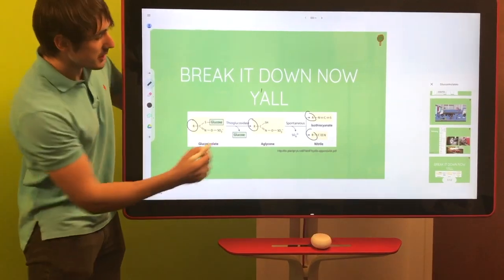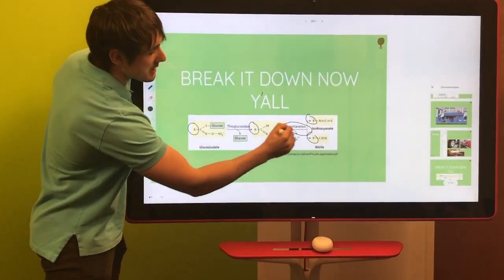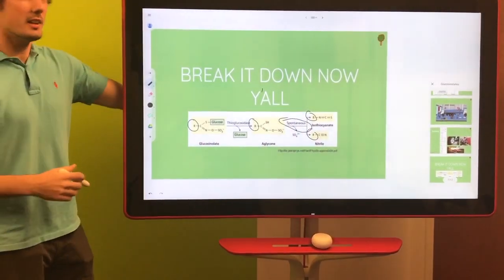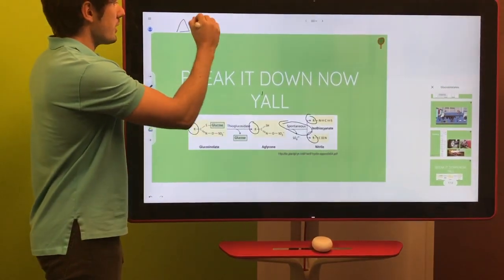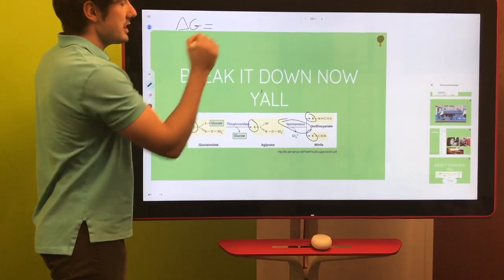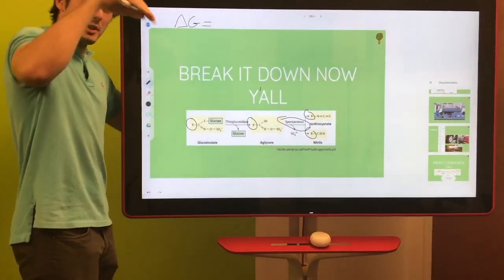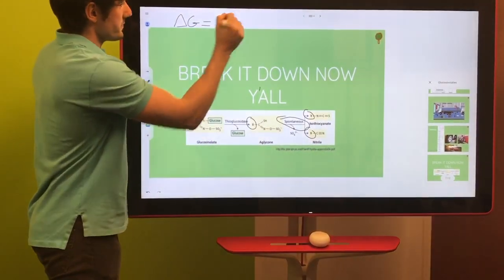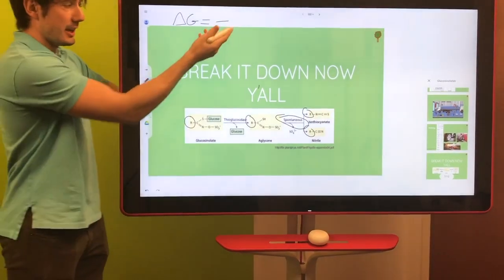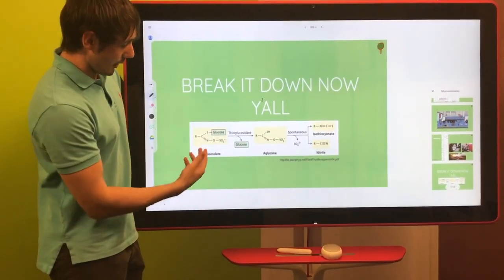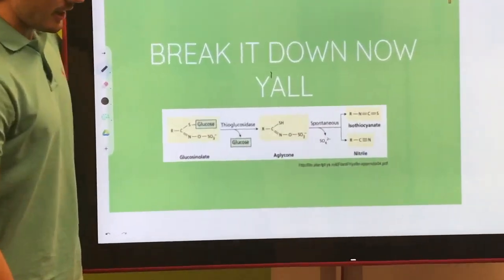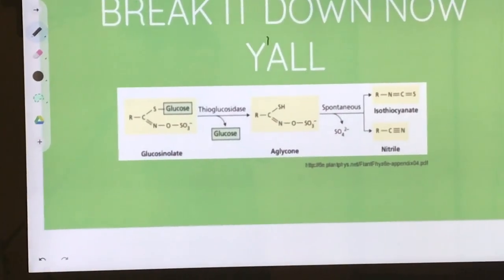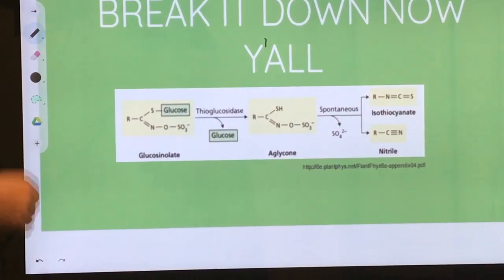This part of the reaction right here is a spontaneous reaction. Spontaneity is important, in that this process doesn't need any further energy to push it over that hill. So the delta G has a negative value. The products of glucosinolate being broken down are isothiocyanate and nitrile. These are the two functional products of glucosinolate.